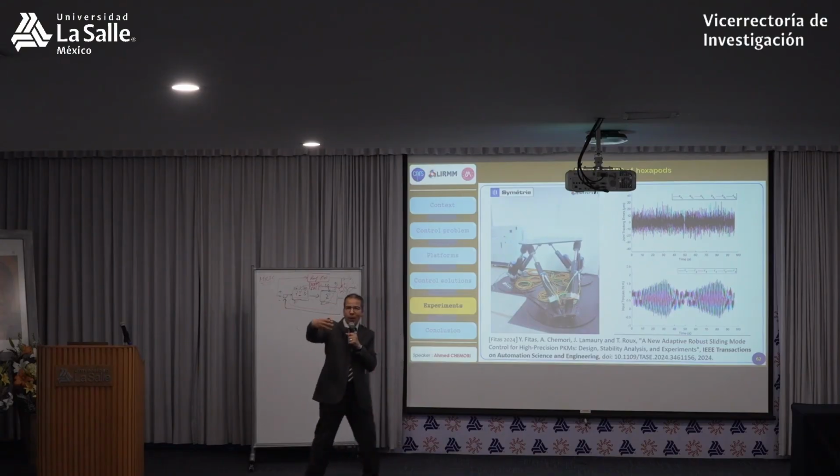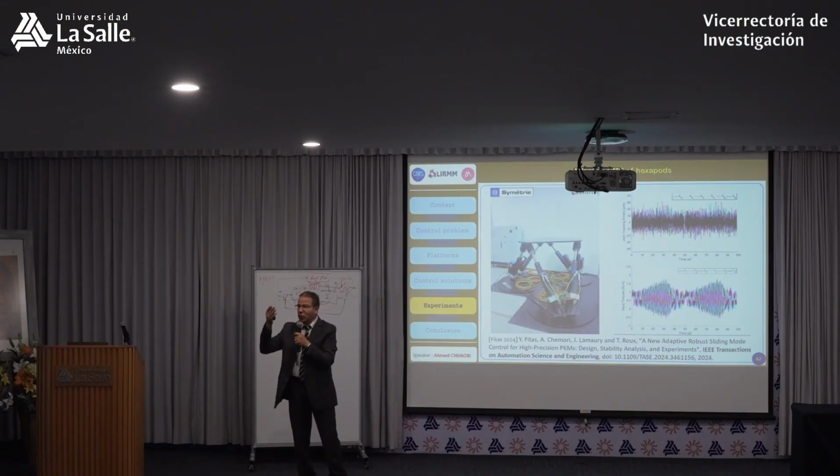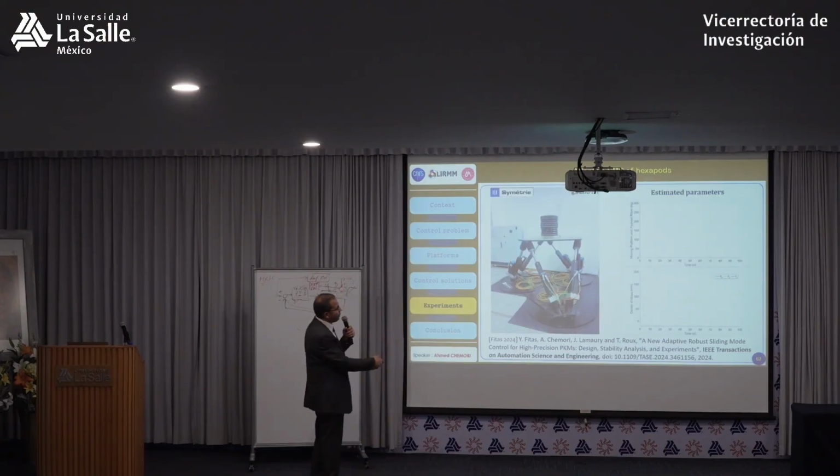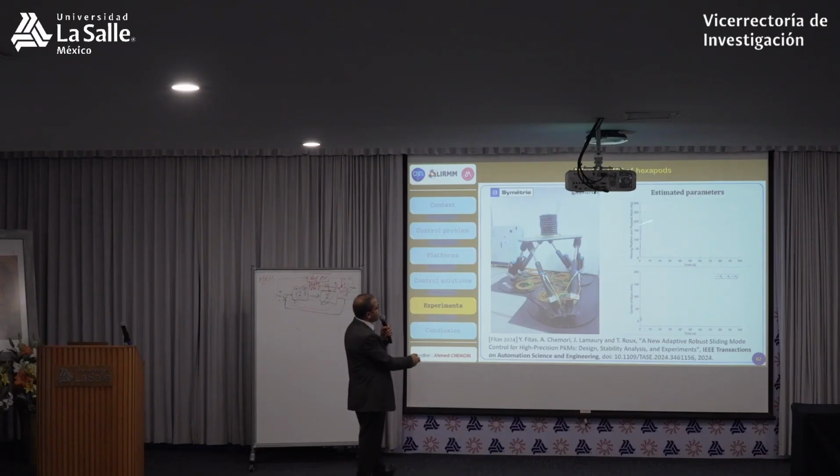However, when you add a payload, for sure you need a bigger torque in the motors. We added 200 kilograms here as a payload, and we repeat the same scenarios. And since it's an adaptive controller, we have to estimate the parameters. Here, as you can see, the estimated parameters. We follow the trajectories. As you can see, look at the convergence of the estimated parameters here.